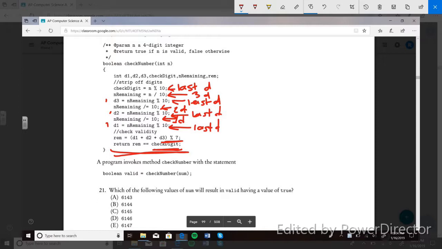So when you go through all of the values, you get B as the answer, because 6 plus 1 plus 4 equals 11. And then if you mod that by 7, you get 4, and the last digit of that is 4. So 4 would equal 4.